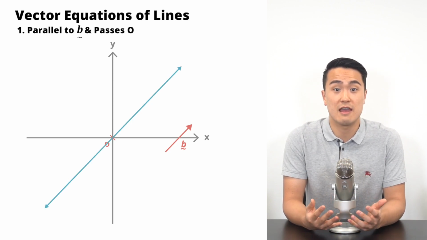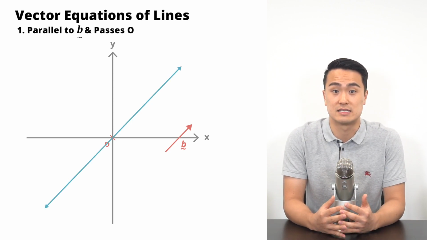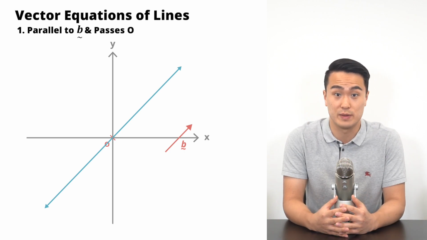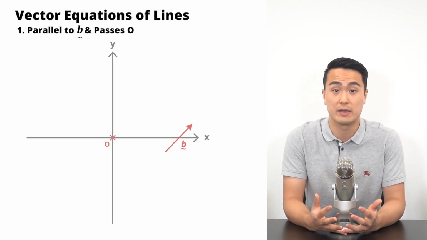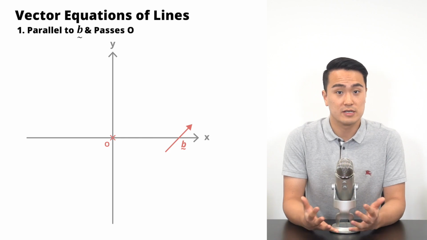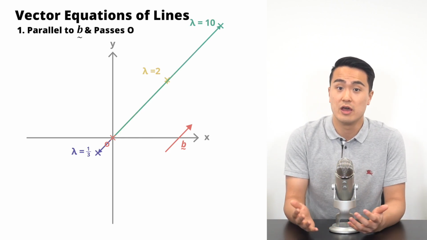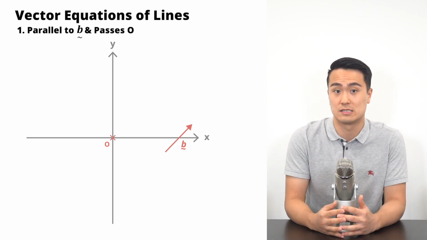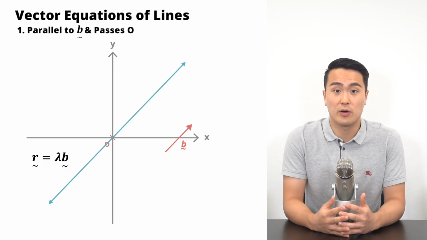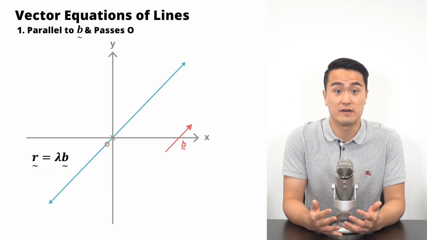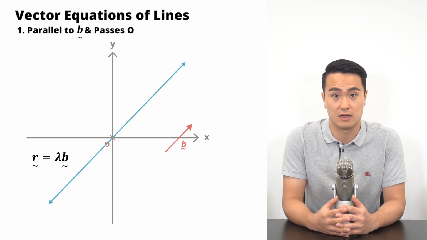Thus, we can represent every point on that line as a scalar multiplication of B with another variable or parameter called lambda. For example, when lambda is 2 or 10 or minus 1/3, we can construct these 3 points. So, substituting every possible value of lambda will give us the entire equation of the line.